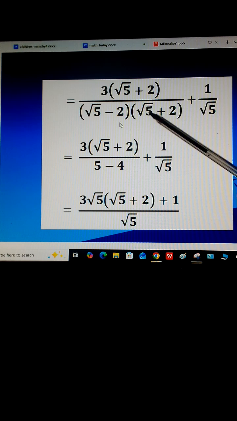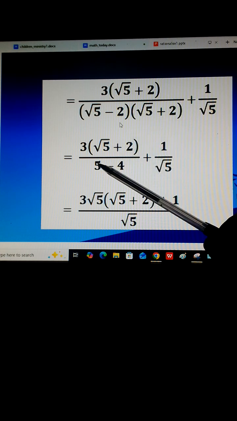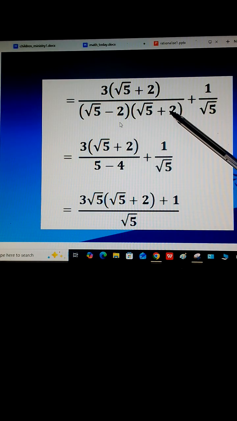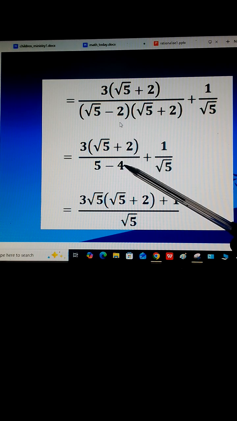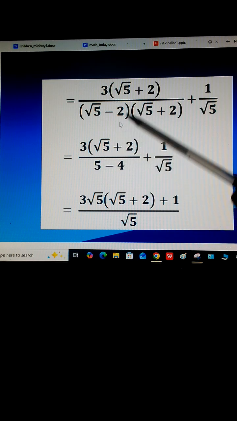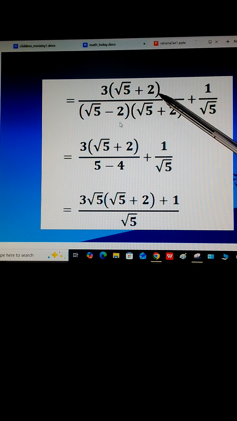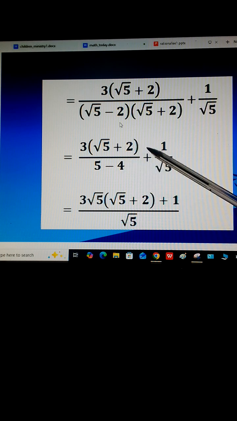So this is my a, this is my b. So a squared is root 5 squared, which is 5. b squared is 2 squared, which is 4. 5 minus 4 is 1. So we shall have 3 into root 5 plus 2 divided by 1, plus 1 over root 5. Okay, this is a fraction, this is a fraction, we can add them.